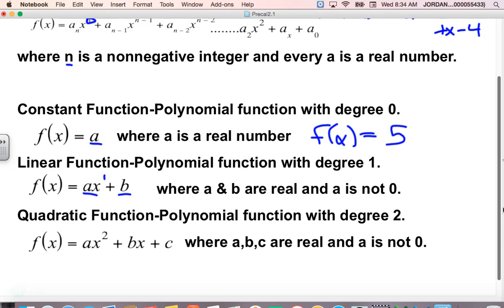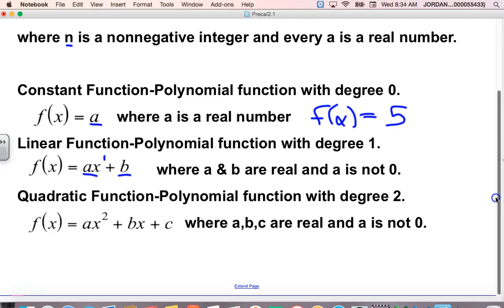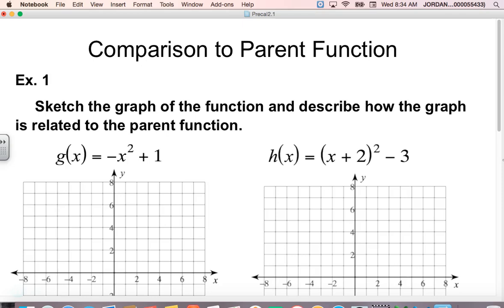Okay, so that brings us to the function topic we'll talk about in this lesson, quadratic functions. It's just a polynomial function with degree 2. Degree again means the highest exponent is 2. So you can see now we just took a linear function and added on this term right here, an ax squared. Okay, so that's a quadratic function.